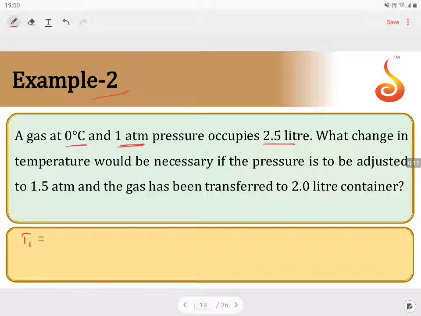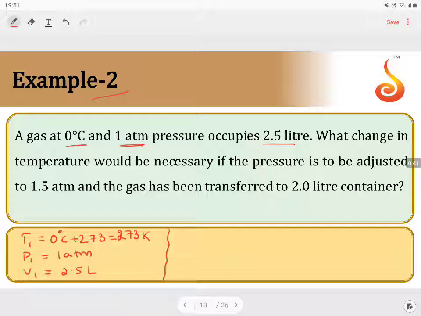Initially the temperature is given as 0 degrees centigrade, which can always be converted into the Kelvin scale. So the Kelvin scale will be 273 Kelvin. Pressure P1 is given as 1 atmosphere and the volume V1 is given as 2.5 liters. This is the initial data which is given to us.